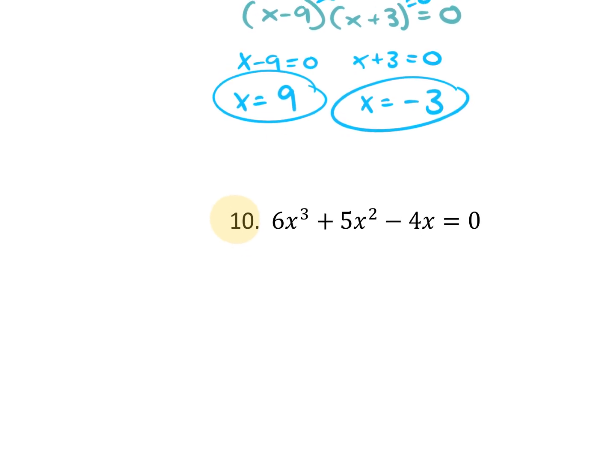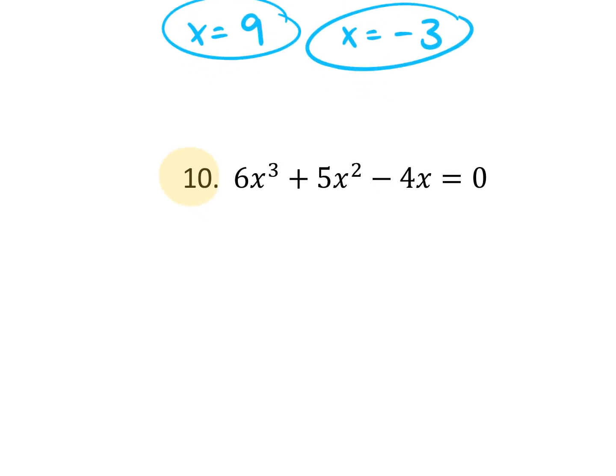For 10, what should we do first? Let's take out our GCF. Our GCF is x. So we're going to take out the x. We're left with 6x squared plus 5x minus 4. So x is just going to stay outside. We'll set it equal to 0 at the end when we need to solve. What would we do next to factor here?